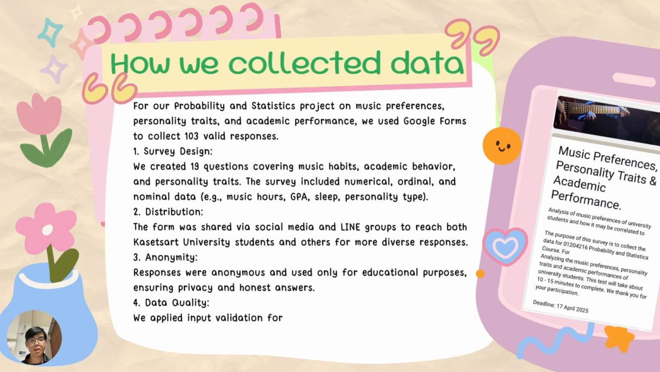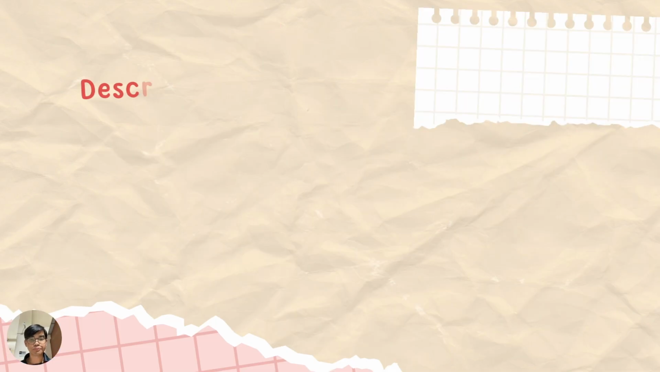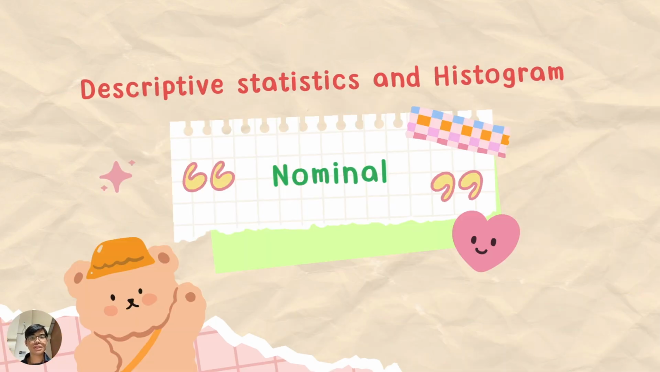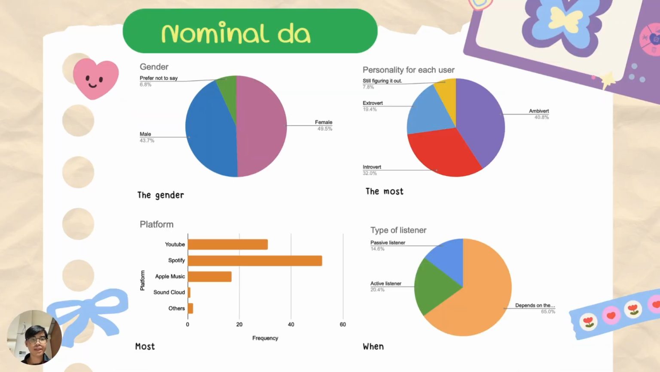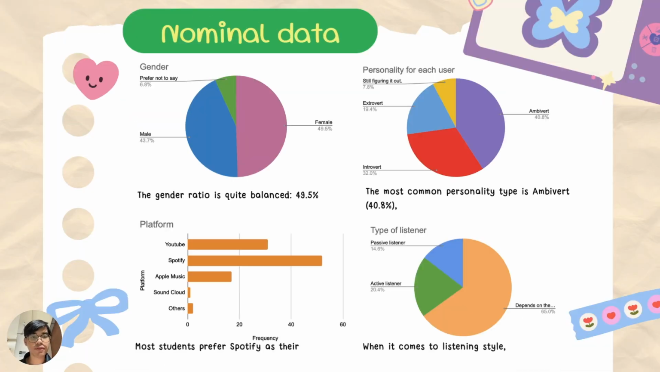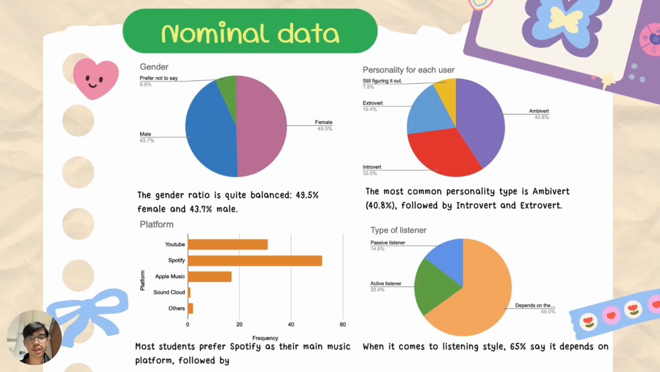For the data quality, we checked and cleaned the data to ensure accuracy and maintain the responses. For the descriptive statistics, the first one is nominal. As you can see, on the top left is a graph of the gender ratio. Next is the graph of personality type. Next is a graph of music platforms. And lastly is the listening styles.